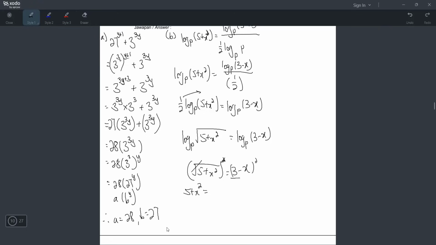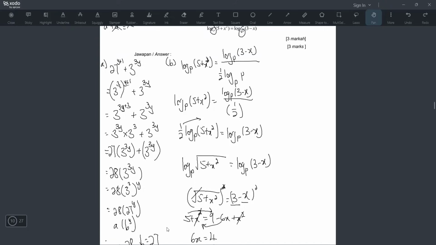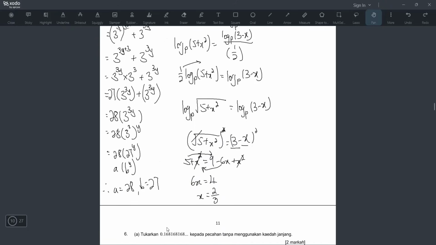And how do you expand? Front squared, front times back times 2, and then back squared. So 3 squared is 9. Front times back is negative 3x times 2, which is negative 6x. Back squared is plus x squared, right? This is the proper way to expand it. And then now you can find x. What is x squared minus x squared? 0. Negative 6x moves across to become 6x. 5 moves across to become minus 5, which gives 4. So x equals 2 over 3, right? I think this is very straightforward. You just use your calculator to help you and then you will get the answer eventually, right?